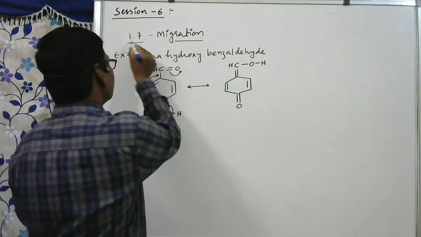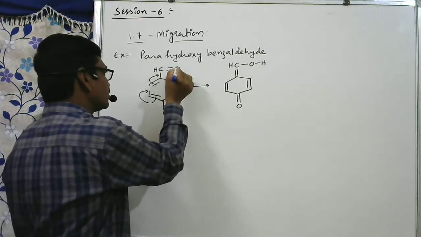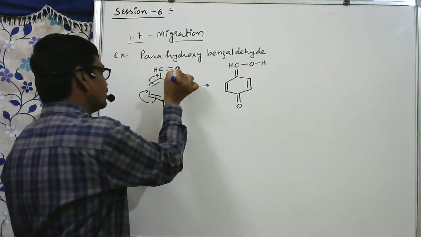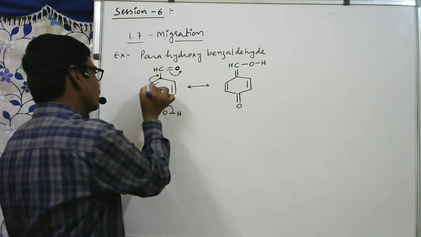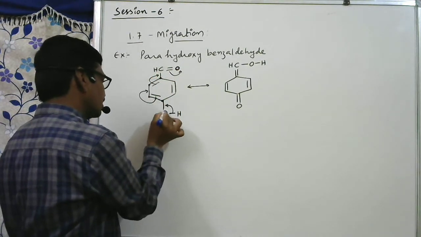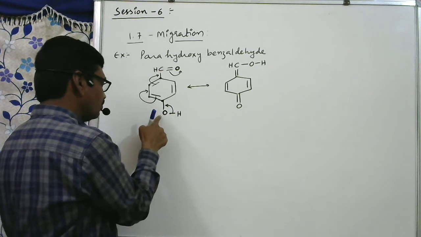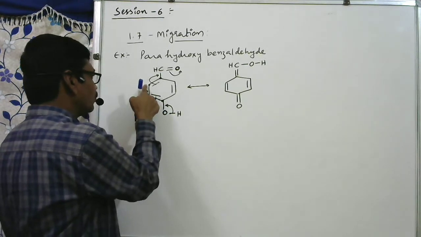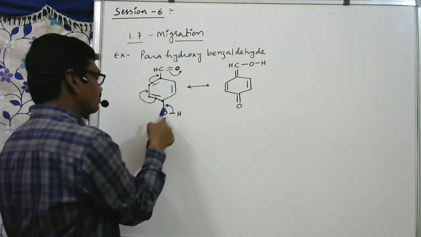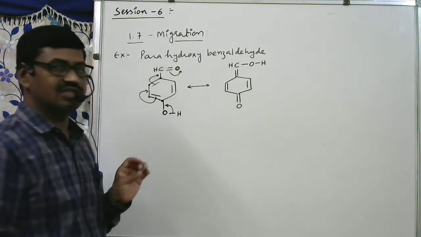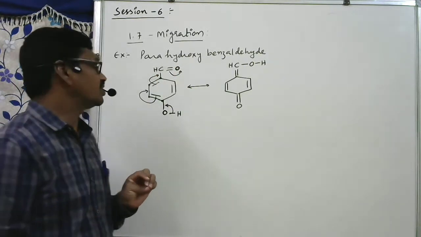Which migration? 1, 7 migration. Why? Here this oxygen is, for example, first, 1, 2, 3, 4, 5, 6, 7. This hydrogen shifted from the 1st atom to the 7th atom. So that it is 1, 7 migration.